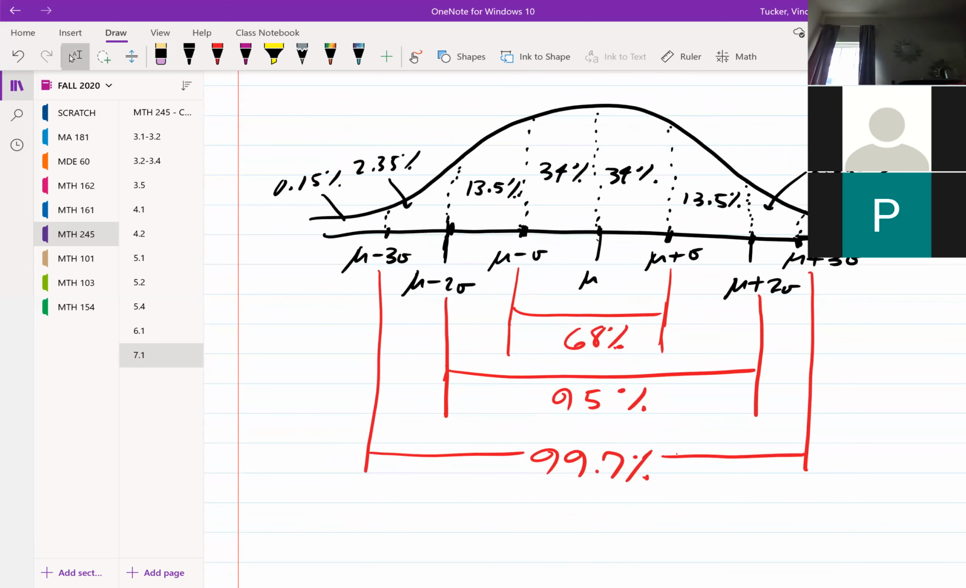Let me see. Trying to see if they have any decent examples. They don't even use the empirical rule in this section. They're just saying it's one of the properties. So draw a curve.